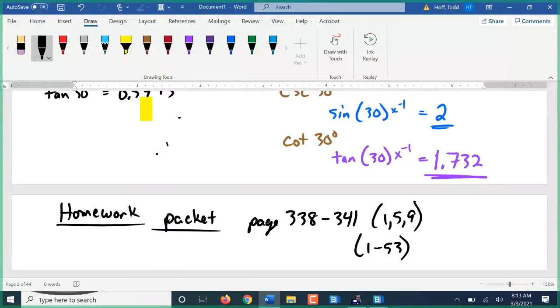So we've got about 6 minutes left here. For those of you in the room, I'll grab the packet for you.